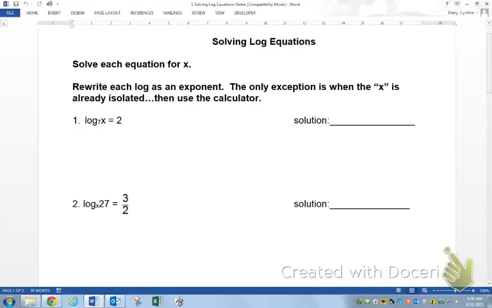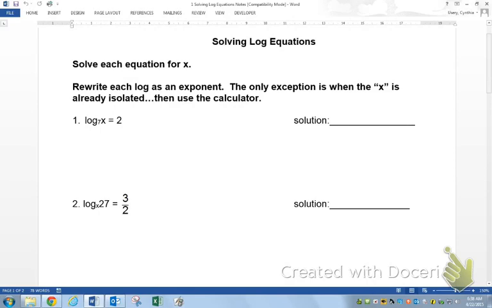Okay, so we've been working with laws of logarithms and changing logarithms into exponential form and exponential form into logarithm form. So we're going to use all that to solve log equations, which is the whole point of doing everything we've been doing. So to solve log equations, basically what we need to do is get the log by itself on one side and everything else to the other, and then set it up as an exponential equation and solve it.